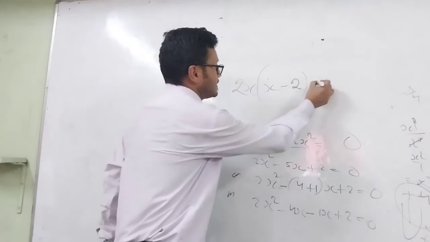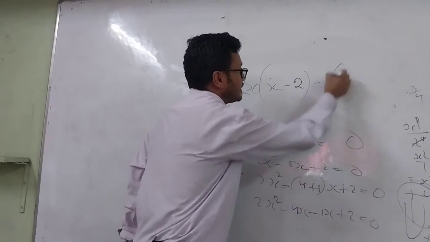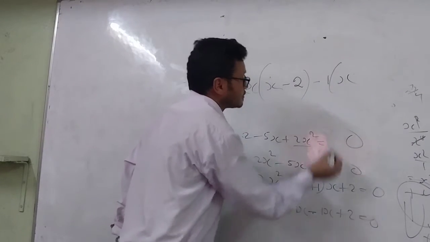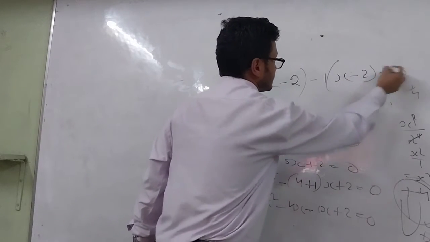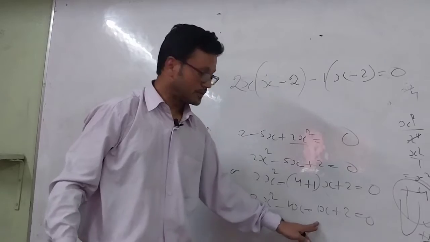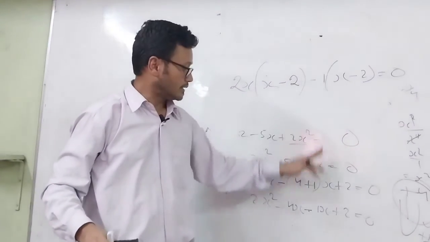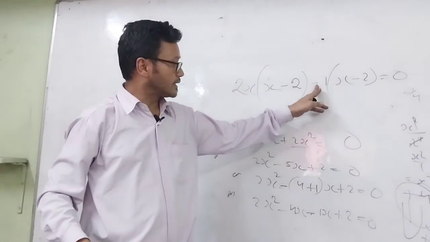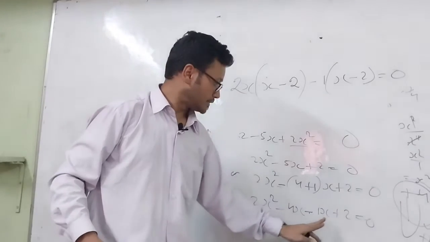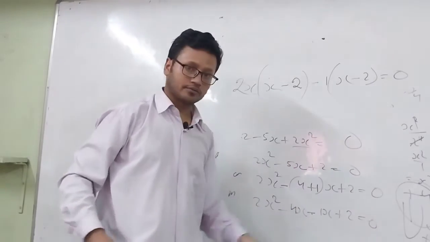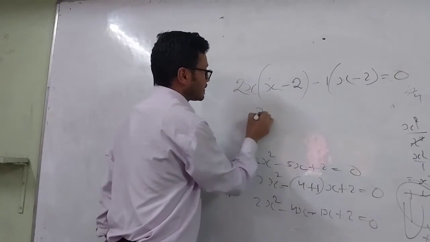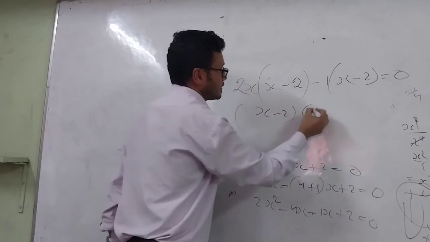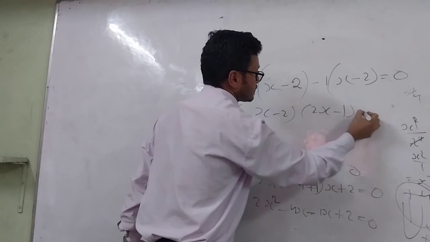Then minus, there is no common, write 1. Then x, then minus into plus minus, write 2 equals 0. If there is no common, write 1. Minus 1x, when you take the minus sign, this sign will be changed. That means minus into minus is plus. Now after this, write x minus 2 only. Then 2x minus 1 equals 0.